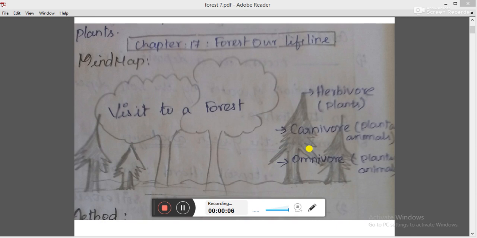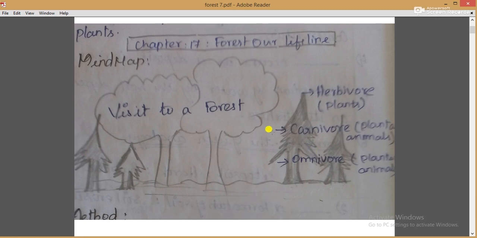In today's class, the subject is Science, Biology part, Class 7 Standard. Dear students, we have already learned the lesson Forest: Our Lifeline, Chapter 17. In today's class, we are going to see the classwork session. We are going to discuss 1 mark questions, the mind map and 2 mark questions. Okay, let's see this mind map first.